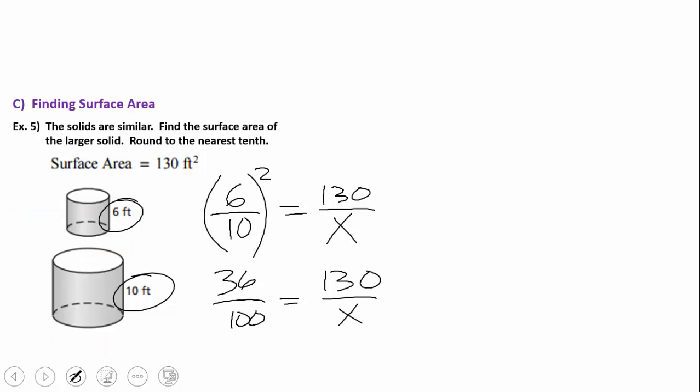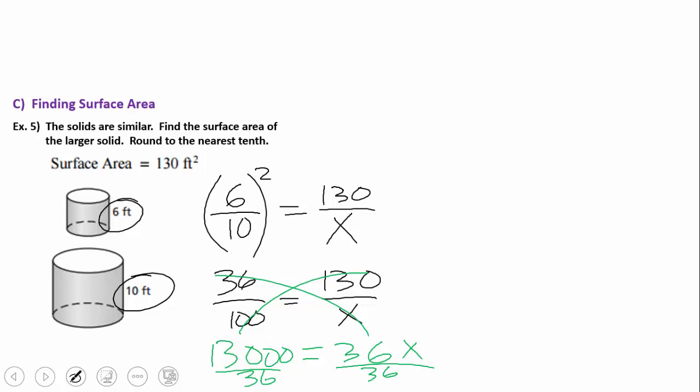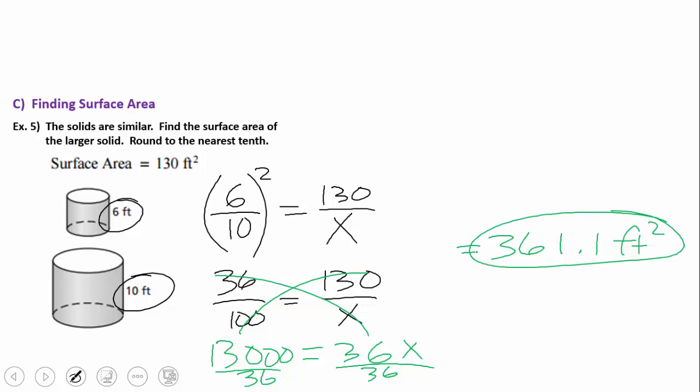And so now we do our cross products. That's 36x, and 130 times 100 is 13,000. Those are equal. And then we divide by the 36. And we get the surface area of the larger as being 361.1, since we're rounding to the nearest tenth, because it's 361.111, a couple down the road. And of course it's feet squared because we found the surface area. So if you use your calculator, you would find that math to be true.